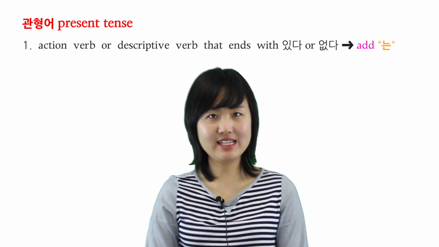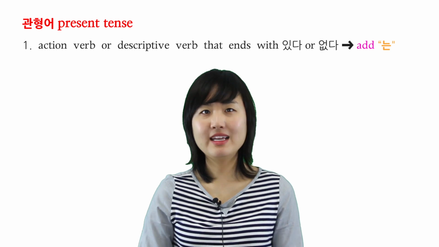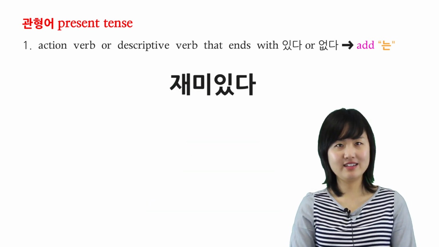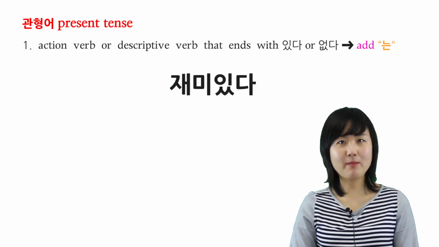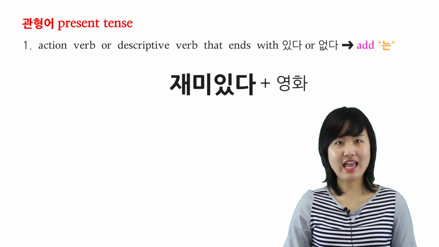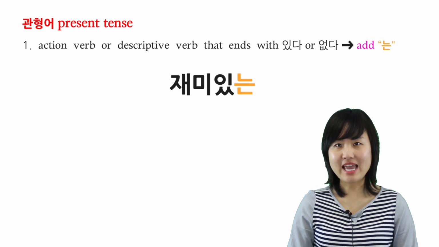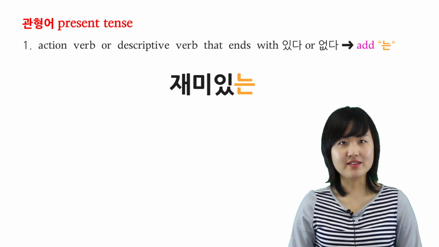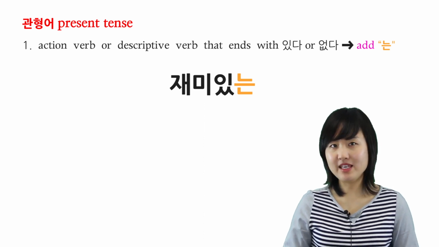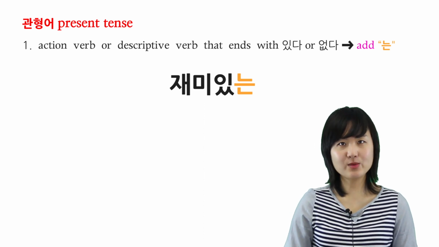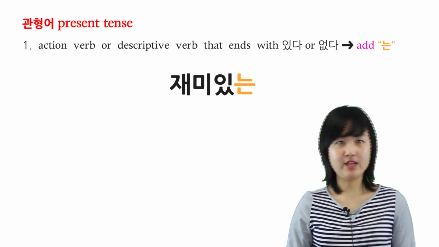The second sentence from the above example is 재미있다. This is a descriptive verb, but it ends with 있다. Therefore, 는 should be added to the verb stem, 재미있. Hence, it becomes 재미있는. As a result, the fun movie becomes 재미있는 영화.